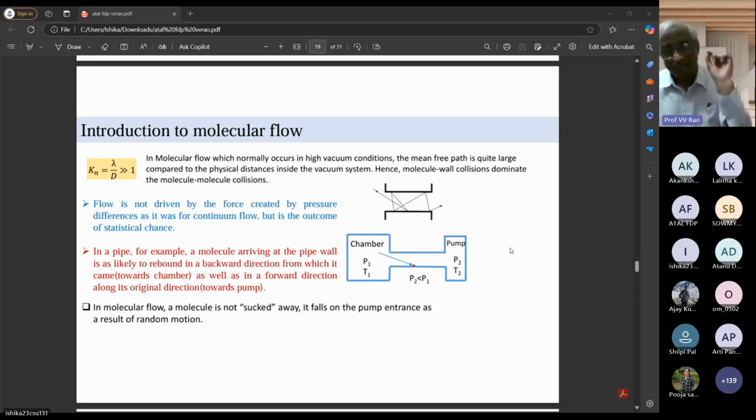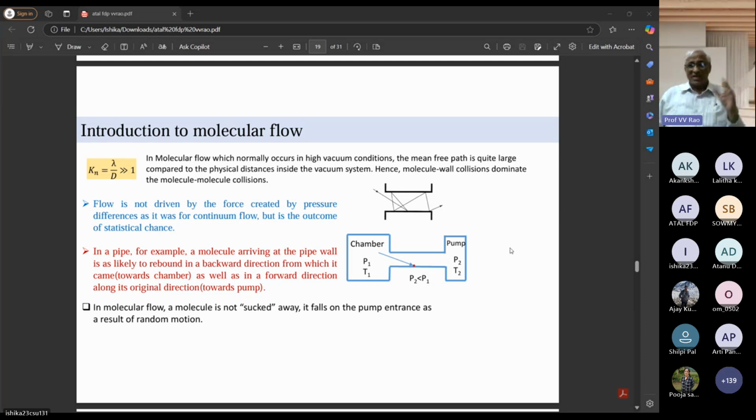Each molecule is independent. It will go in every direction. It might come. So a statistical calculation has to be done for the conductance formula in the molecular flow. So the pumps are also called molecular pumps, turbo molecular pumps. They are not called rotary drag pumps, etc. As the pressure is going down, the flow is slowly shifting from viscous flow to molecular flow. So the conductances are very small, and it's a constant conductance in the molecular flow, whereas in viscous flow, it's a function of pressure. The higher the pressure, the more the drag, etc.